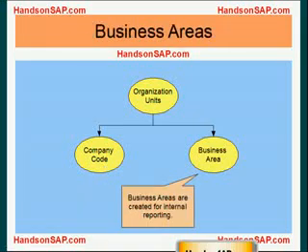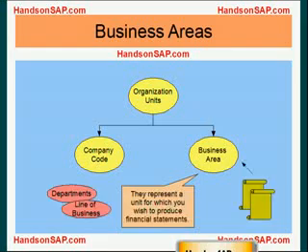Now, business areas are created for internal reporting, okay, and they represent a unit for which you want to produce financial statements, a unit other than legal entities. For example, if you have a company and the company has multiple departments and you want to create financial statements like income statements or balance sheet, etc., if you want to produce financial reports for each department, then you can create a business area for each of those departments, okay, so that you can create financial reports for each department.